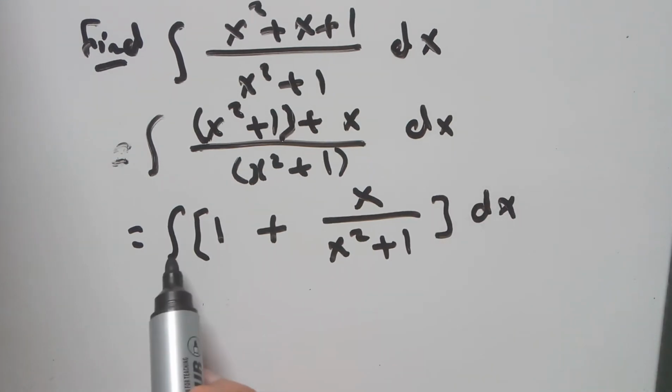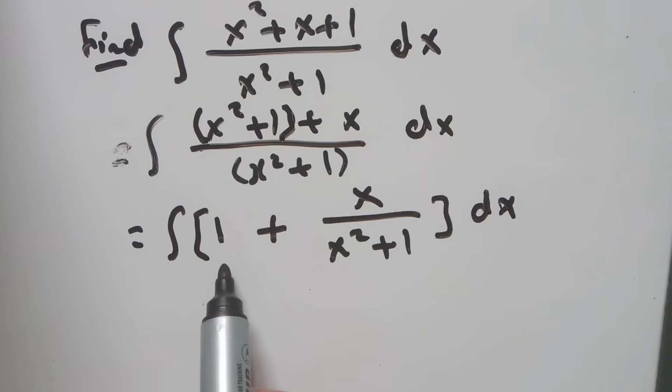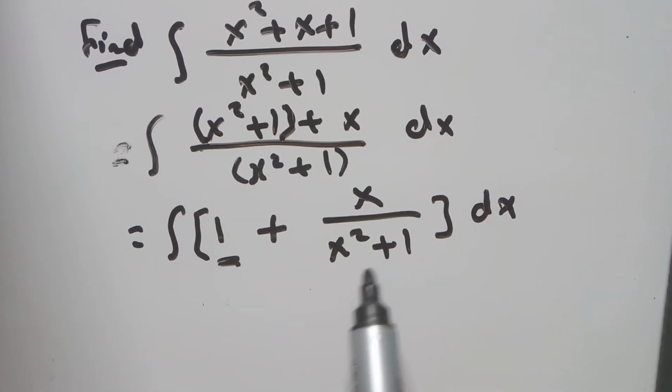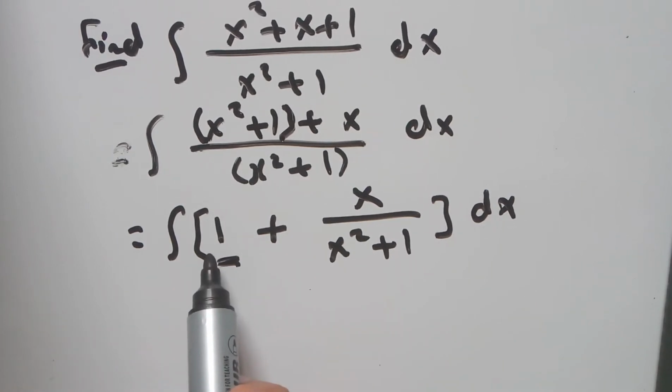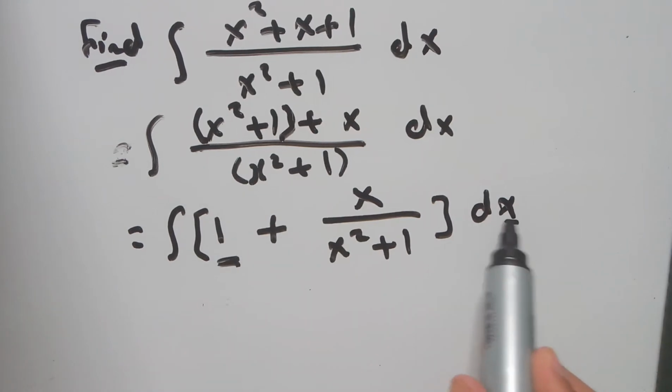And you can distribute the integral sign for the first quantity and for the second quantity. Here 1, what is the integration of 1? 1 is a constant. You will multiply by the variable here, x.